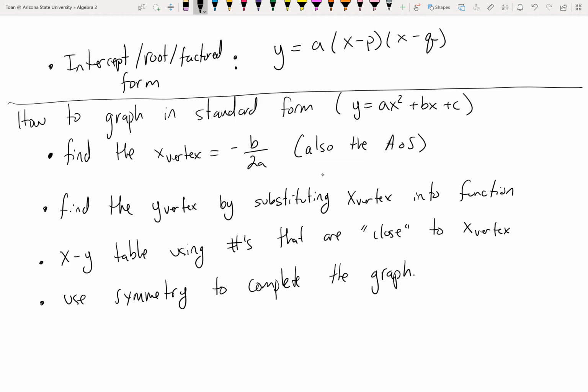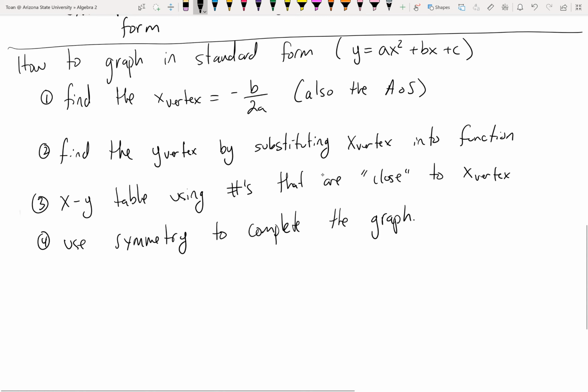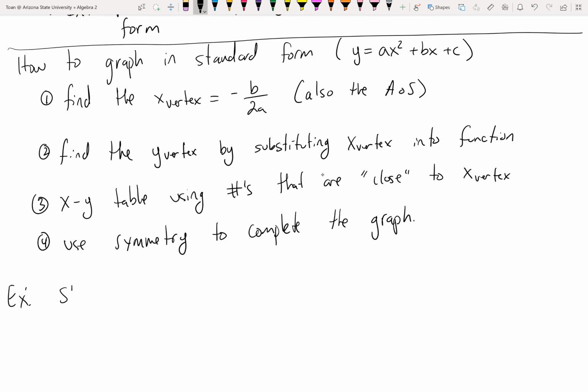So I know these steps would probably make a lot more sense when we do an example. So let's just go ahead and do an example. Actually, I'm going to change these bullet points into numbers just so it's easy to follow along. So let's call this step 1, step 2, step 3, and step 4. Okay, let's take a look at an example here. Suppose I ask you to sketch f of x equals negative 2x squared plus 8x minus 7.